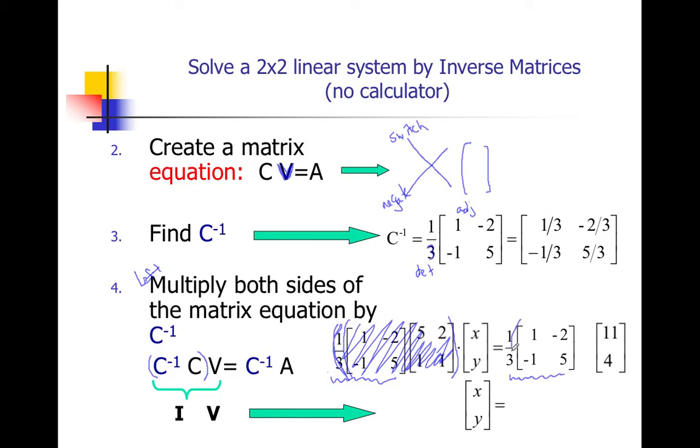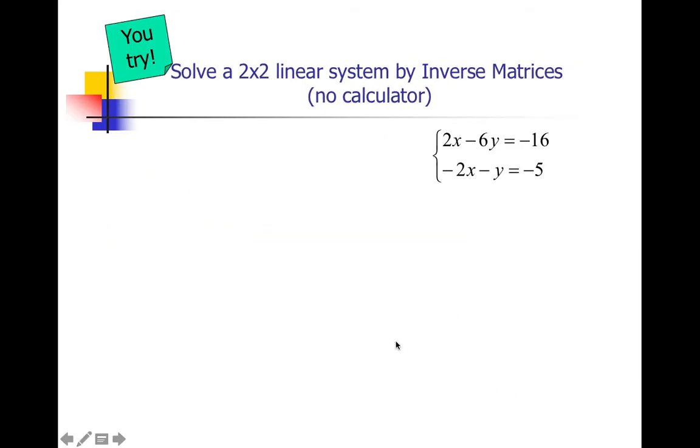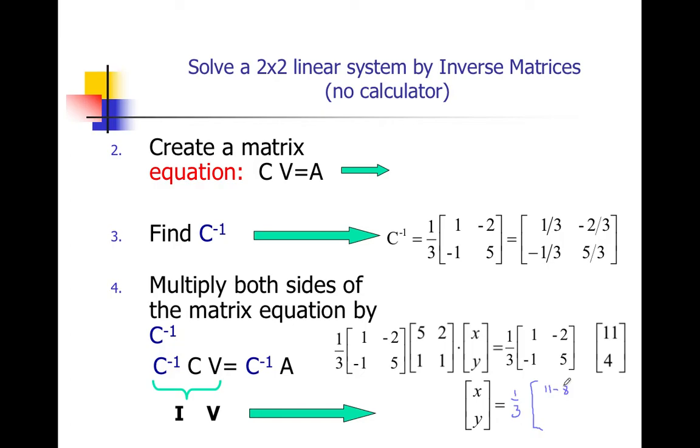Over here, I am going to not do that 1/3 first. I am going to multiply this 2x2 by this 2x1. And what am I going to get? I'm going to get 1/3 times 11 minus 8, and 1/3 times -11 plus 20. But that's 1/3 times the matrix 3, 9. And now we'll distribute the 1/3 through and get 1/3.